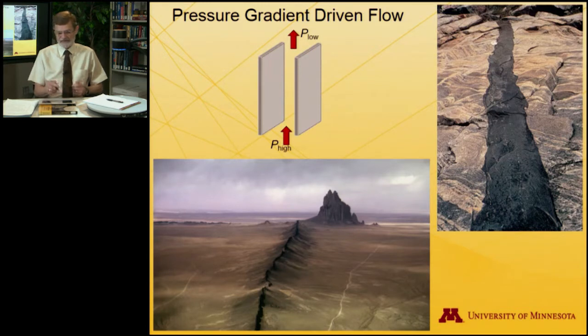I've shown in the inset on the upper right-hand side an example of a solidified section, which shows a diabase dike cutting through a granitic rock. And this is the case where what's driving the flow, again, is a pressure gradient. There's higher pressure at the bottom, lower pressure at the top.